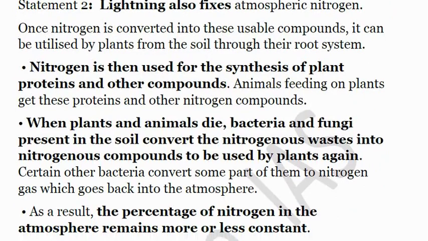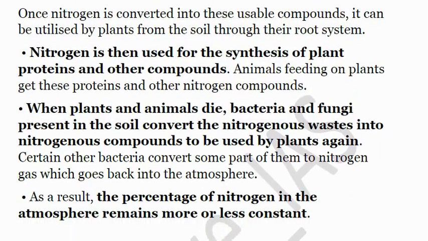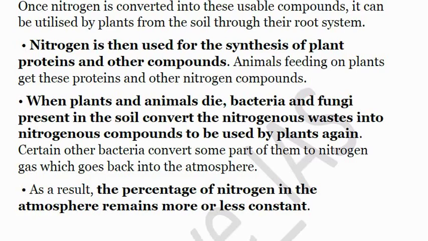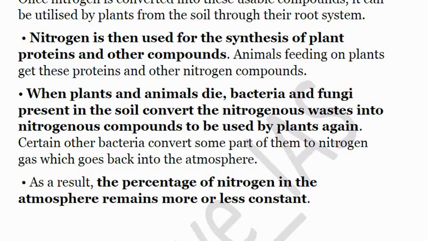So this percentage of nitrogen in the atmosphere more or less remains constant, because when the plants and animals die, ultimately the fungi and bacteria decompose these nitrogen compounds into simpler forms that are then taken up again by the plants. And also some nitrogen goes back into the atmosphere due to decomposition by certain types of bacteria. So in this way, the percentage of nitrogen in the atmosphere remains more or less constant.